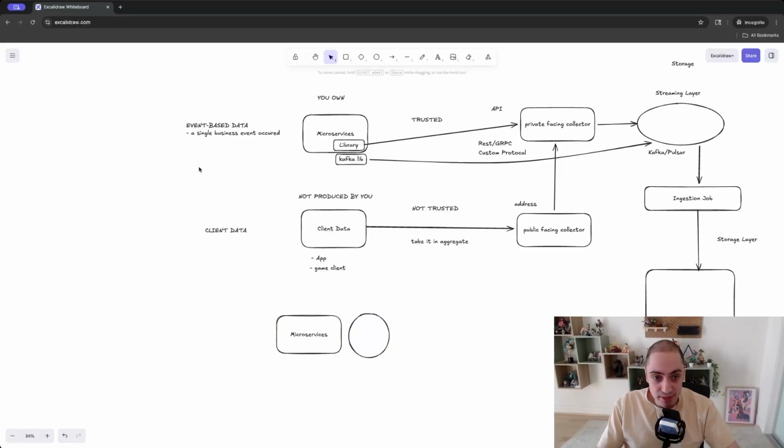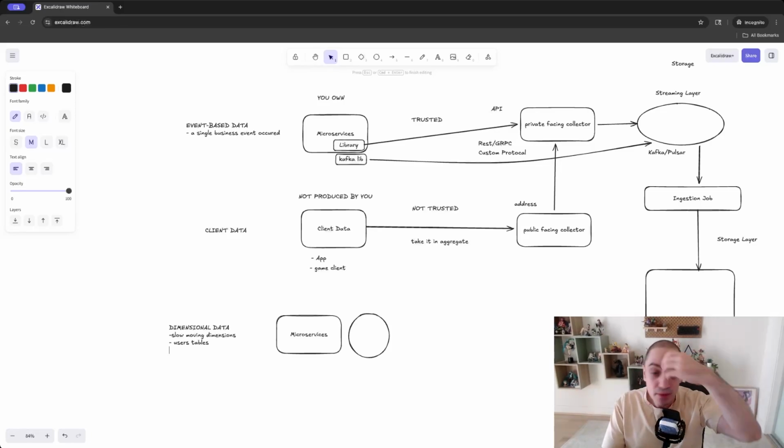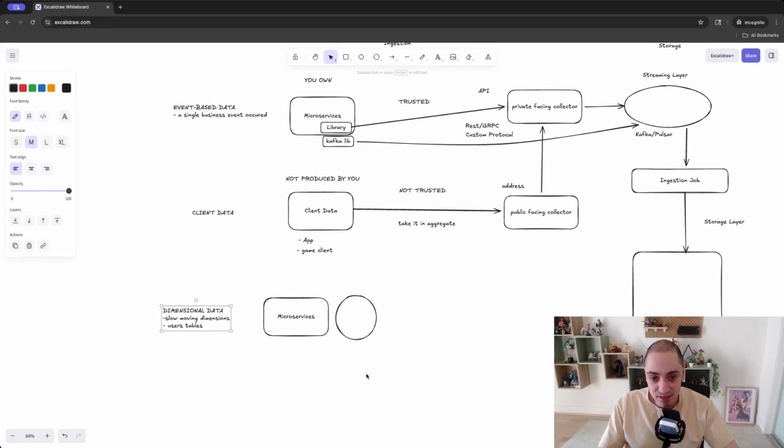There are other kinds of data. We'll call this dimensional data. And in dimensional data, it's not exactly like that. Another word for this is slow-moving dimensions, things like that. These are going to be things like users tables that are kind of updating slowly over time. What's another example of this? It could be things like player data. We'll use a table. That's the simplest example.